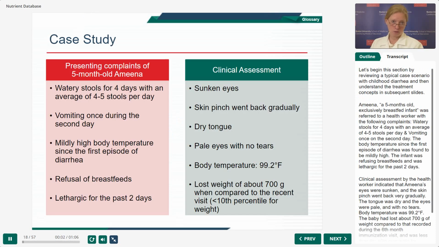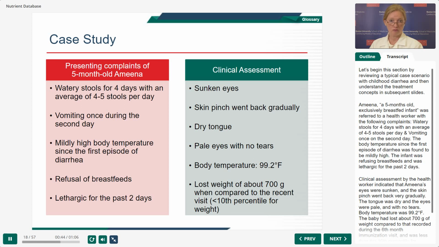So we are going to discuss a case scenario here of a child who is 5 months old. The name is Amina. This child had 4 to 5 stools per day in the past 4 days. There were episodes of vomiting, but that was only on day 2. And this child was subfebrile, didn't want to breastfeed, and was found to be lethargic in the last 48 hours. When you see the child, it seems to be having sunken eyes. His skin doesn't release well after you pinch it.